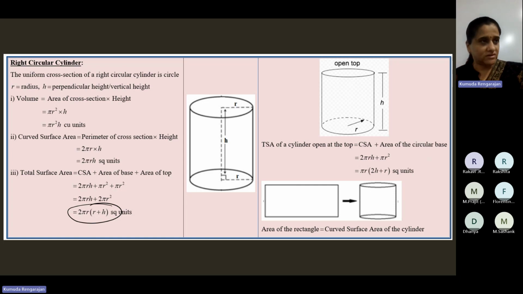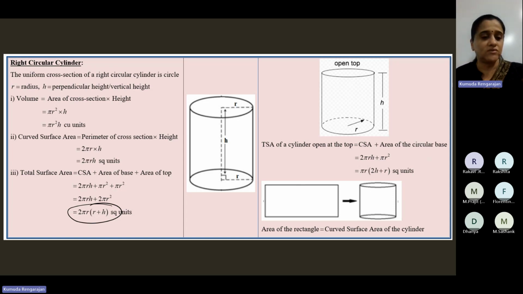Supposing they give you the object, a tumbler. You know where steel is used in the tumbler. It is used only to make the curved surface area and the bottom of the tumbler. So there is no steel used on the top. The question will be: find the total area of steel used in making the tumbler.